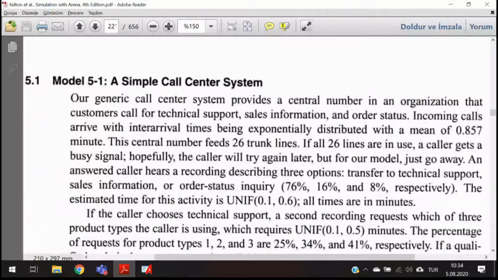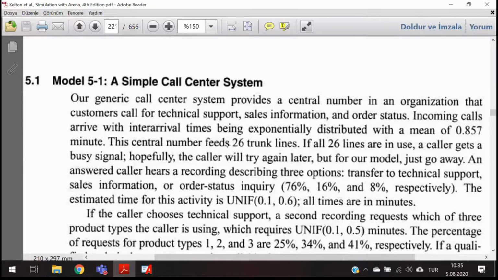Incoming calls arrive with inter-arrival times being exponentially distributed with a mean of 0.857 minutes. So the customers are making calls with an exponential inter-arrival time of 0.857 minutes average. So this means what? This means the arrival process is a Poisson process. Please be careful to understand this here. If the inter-arrival times are exponentially distributed, then the arrival process is called a Poisson process.